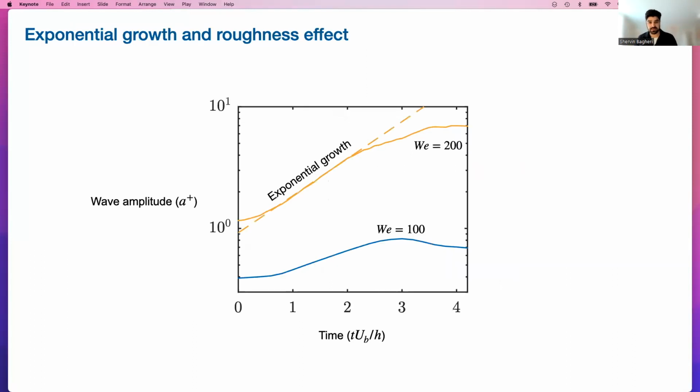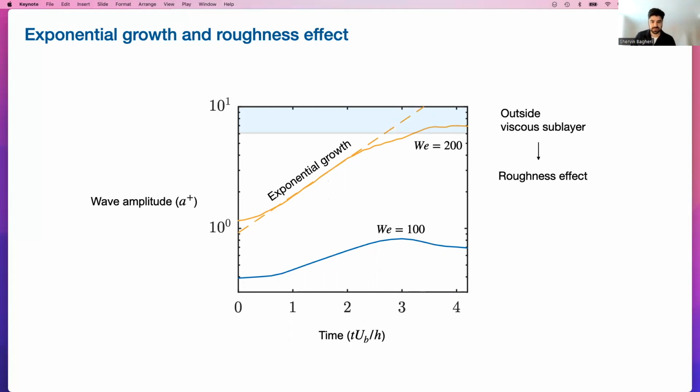So you can also look at the growth. You can look at the amplitude of these waves as a function of time. You can see that for Weber number 200, you have exponential growth for quite a long time. And then actually you get to significant amplitudes such that you get outside the viscous sublayer of the turbulent flow, which means that you get a roughness effect.